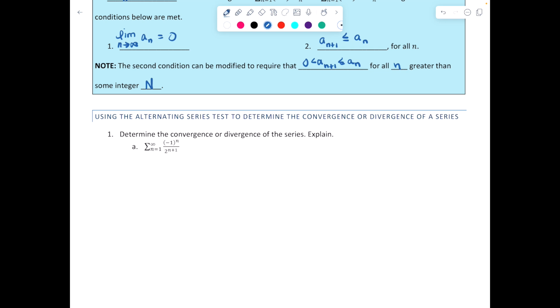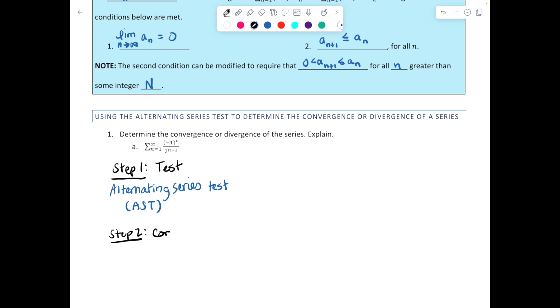So let's do this. It's an alternating series, so step 1, what test will we use? We'll use the alternating series test, which, if you want, you can just call the AST. Step 2, conditions. Here, you just identify your a sub n. So you take out the negative portion, the alternating portion, and we would just get 1 over 2 to the n plus 1, and that is greater than 0 for n greater than or equal to 1. So conditions check out.